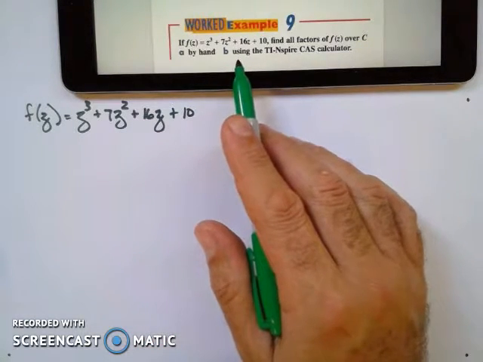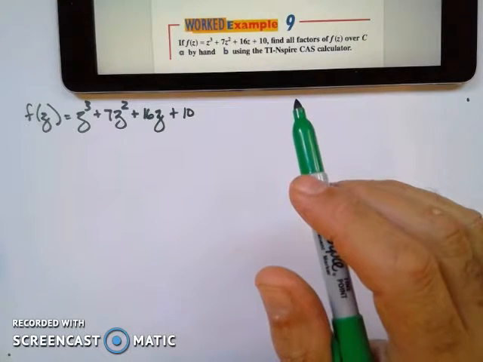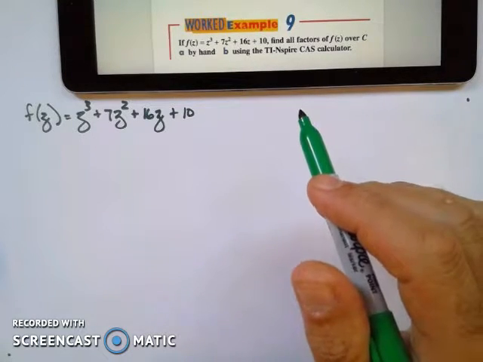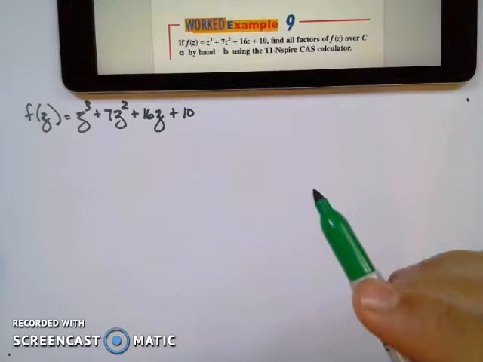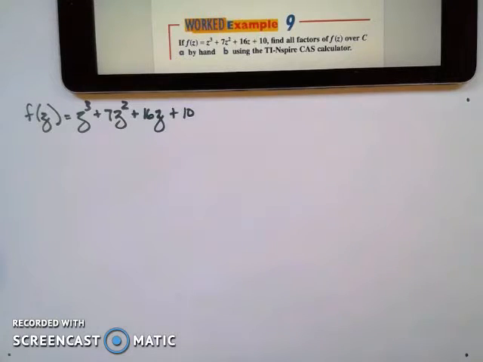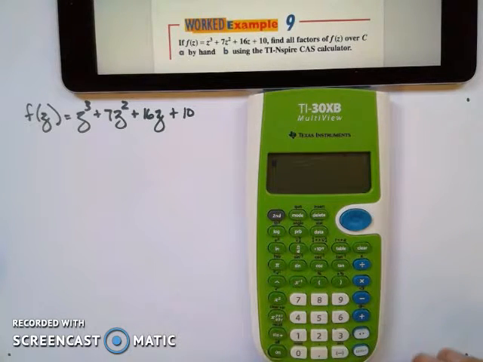On the question, they say use your CAS calculator. We're not going to use the CAS calculators. It won't be in the exam. You can use the calculator, though, to check your answer. But I want to show you how to do it manually. So if you don't want to guess, use your calculator. This little green calculator, switch it on. Works much better that way.